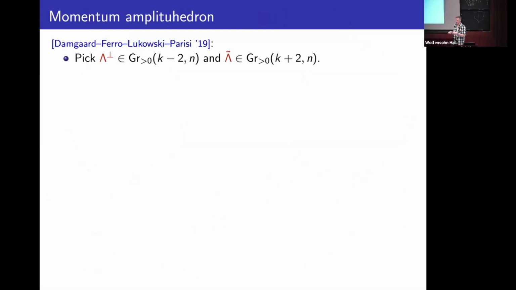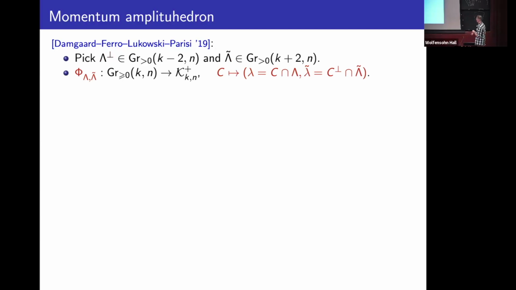If you're familiar with the usual amplituhedron, there you start with a positive matrix Z. Here you start with a pair, so a positive k minus 2 plane lambda tilde, positive k minus 2 plane lambda perp, and positive k plus 2 plane lambda tilde. And the momentum amplituhedron map, by definition, is the intersection map. So you start with a k plane C, and then you intersect it with capital lambda, or you take the orthogonal complement and intersect with lambda tilde. So the claim is that you get a pair of 2 planes which belong to this positive kinematic space here.